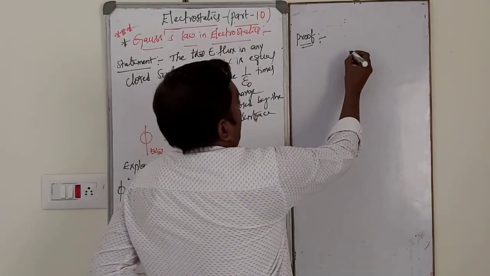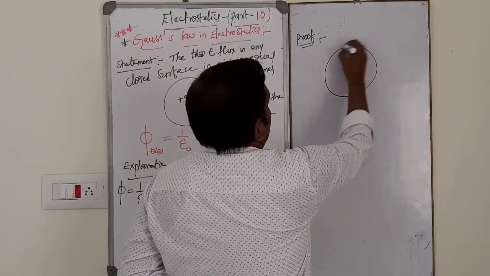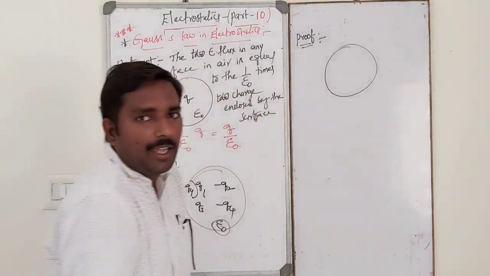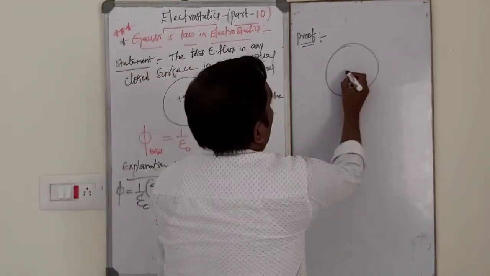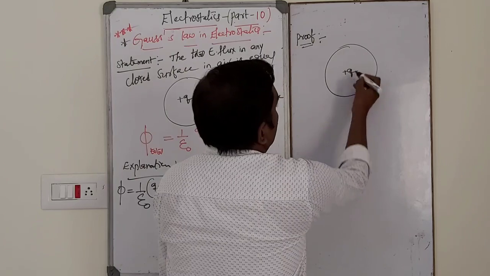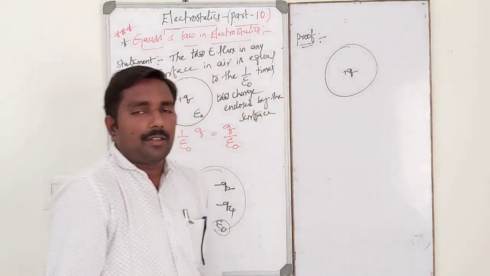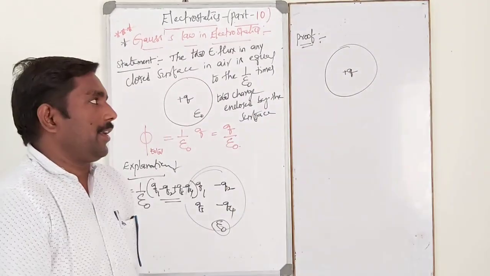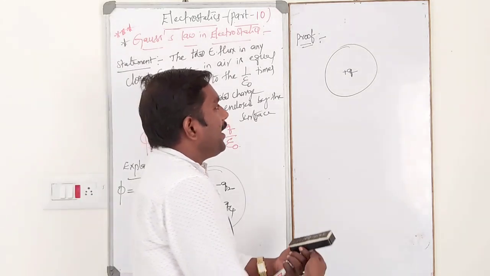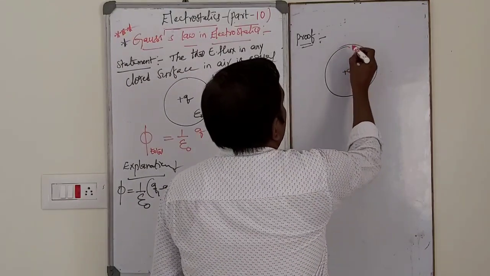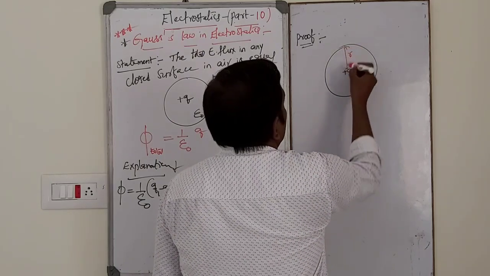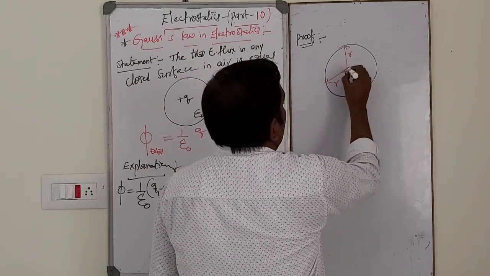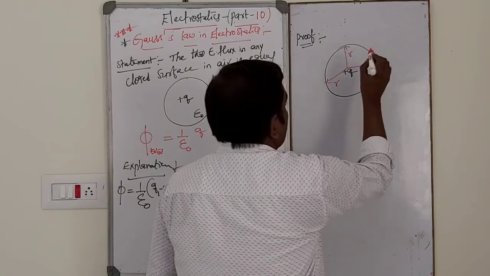Suppose let us consider a surface, a spherical surface. Inside the surface, one positive charge is placed in air or a vacuum. The radius of this surface is R. Of course, this is also R, this is also R, whatever it is.